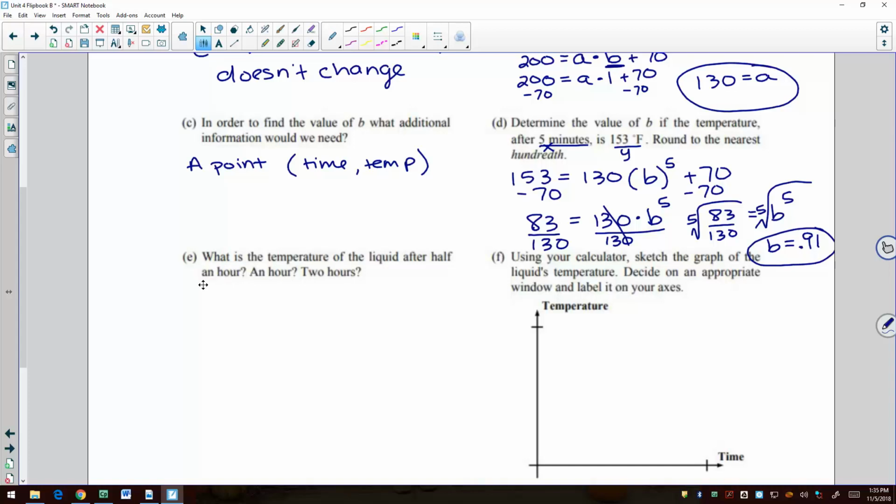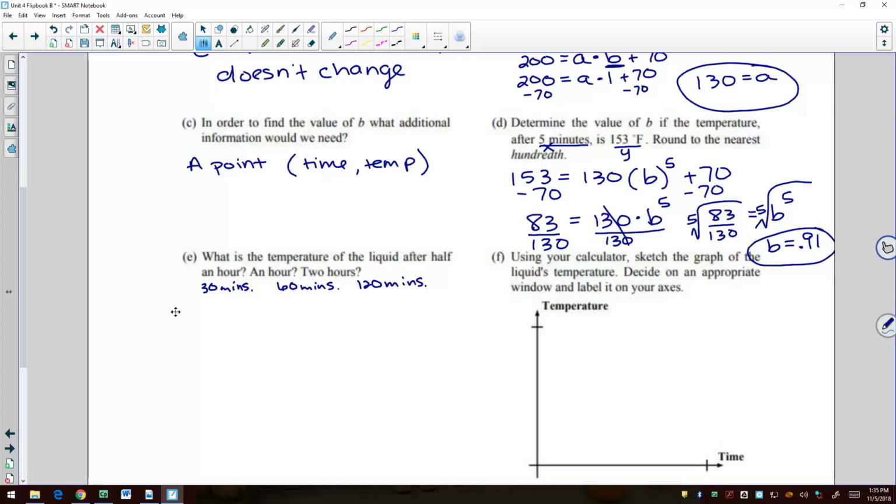So after half an hour, that's 30 minutes. And it has to be in minutes because that's what our time in our formula was given as. An hour was 60 minutes. 2 hours is 120 minutes. So you're just going to plug those in for your T.